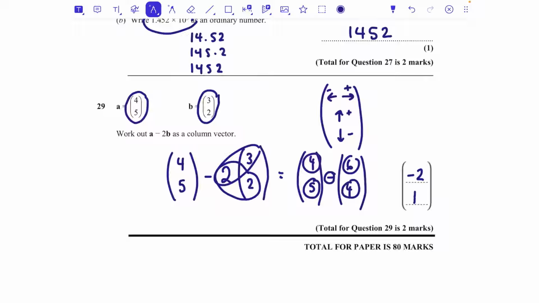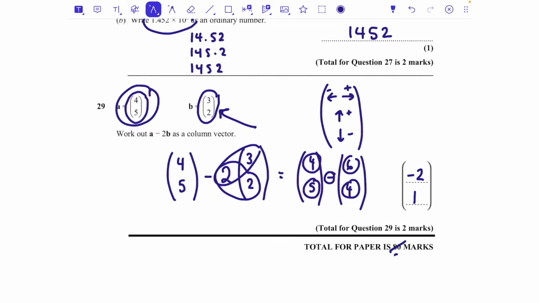So your final answer for that one is minus 2, 1, which means if you did this and then you subtracted or did the opposite of 2 of these, you'd end up going 2 to the left and 1 up overall. That's called the resultant vector.